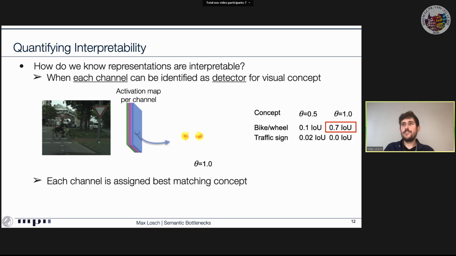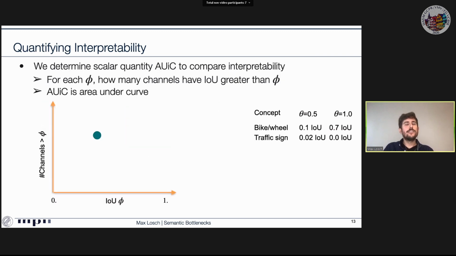Right. Since this intersection over union gives us only a glimpse of how interpretable a particular channel is, we still have to aggregate these values for a whole layer, and this is how we construct a single scalar quantity that we call AUIC. The fundamental idea is that we count how many channels we consider interpretable given an IOU threshold phi. Let's say 0.3: how many channels have an IOU greater than 0.3?